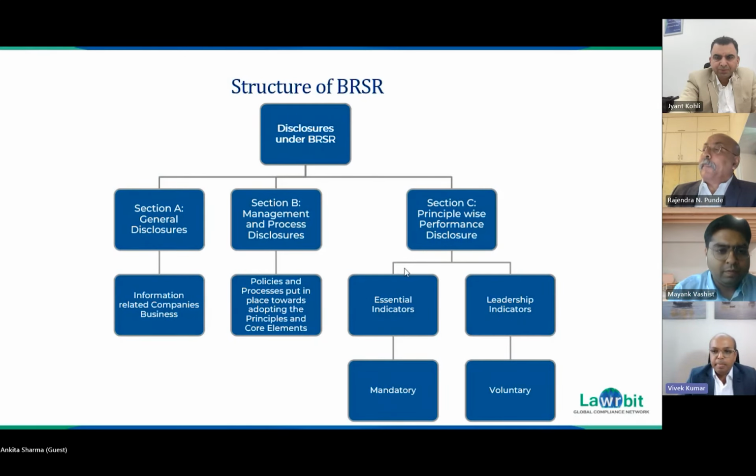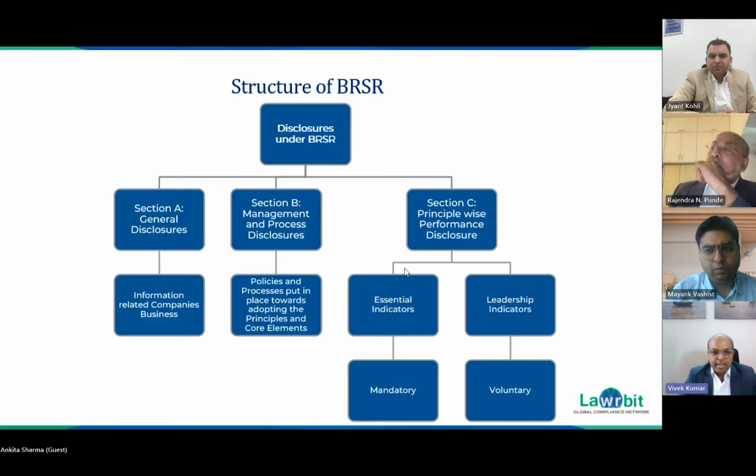The present applicable structure of the Business Responsibility and Sustainability Report, BRSR, which we'll refer to during the entire webinar, is divided into three sections. Section A is a general disclosure, basic information about the company and the company's business. Section B relates to management and process related disclosures, whether there are policies and processes in place or not.